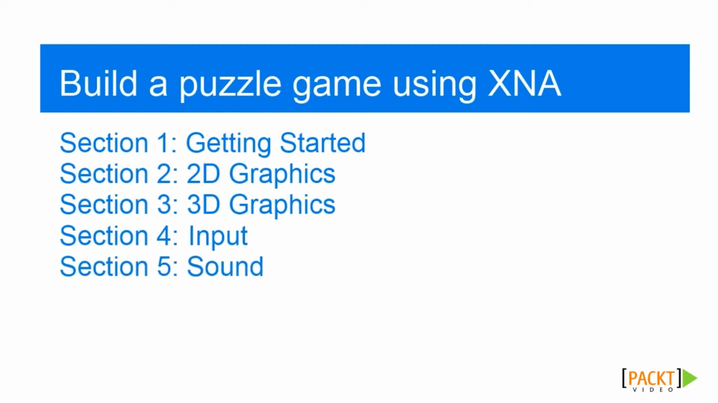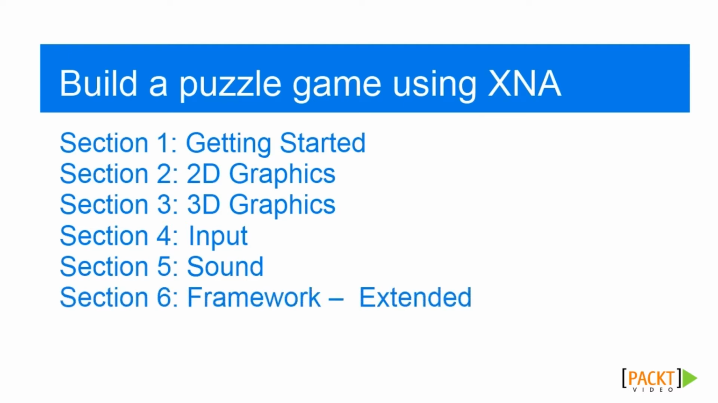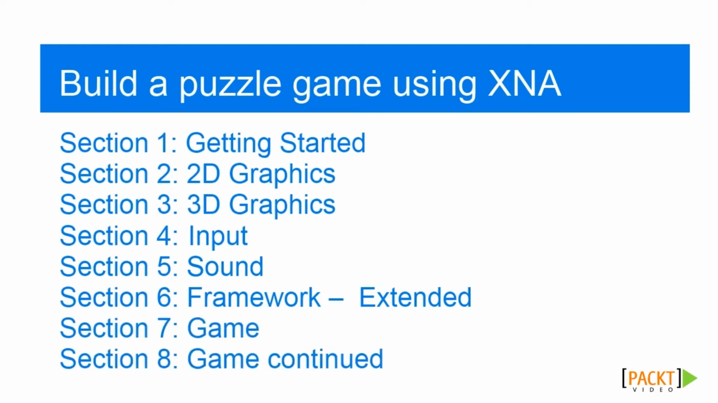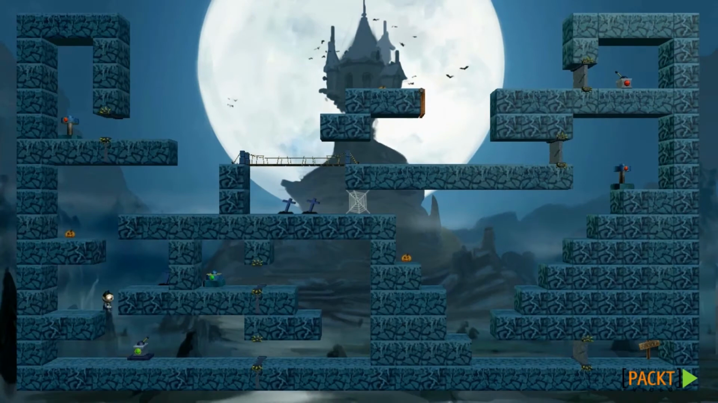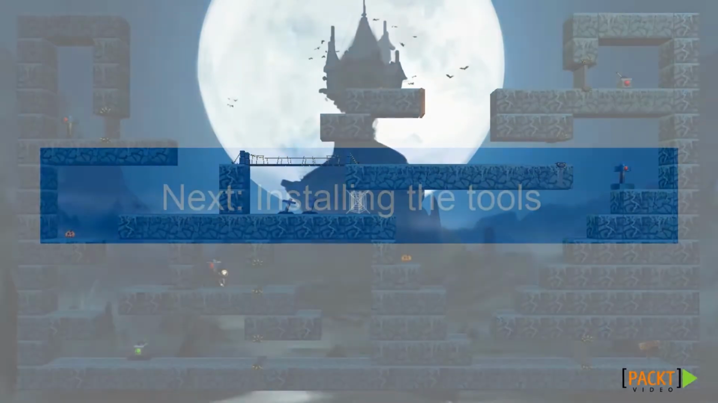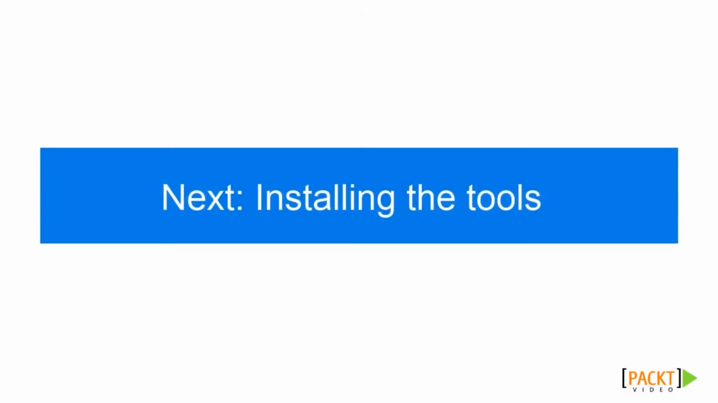In section 5, we'll play some audio. In section 6, we'll finish a little framework we will then use to build our game. And section 7 and 8 are totally dedicated to building our own game. We hope that you enjoy this series and start building games as soon as you finish it. Let's go to the next video where we will install all the necessary tools.